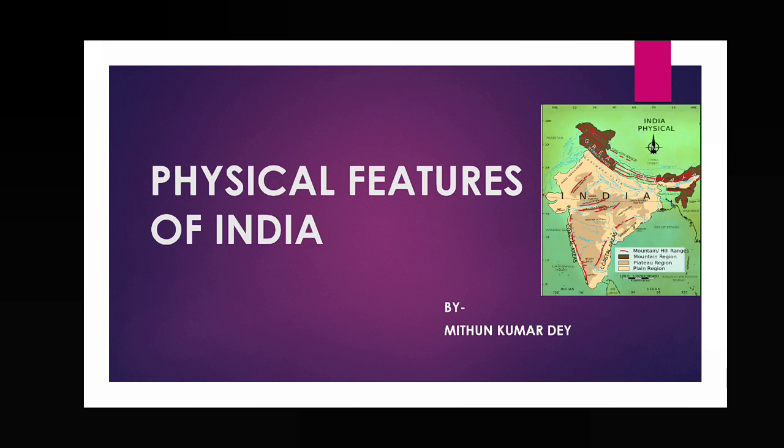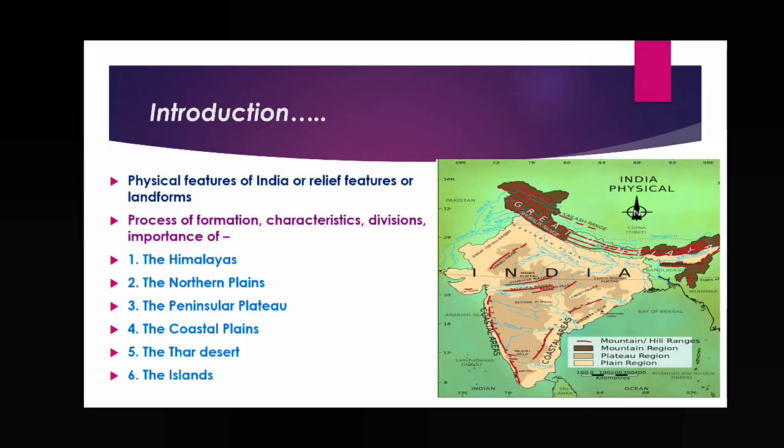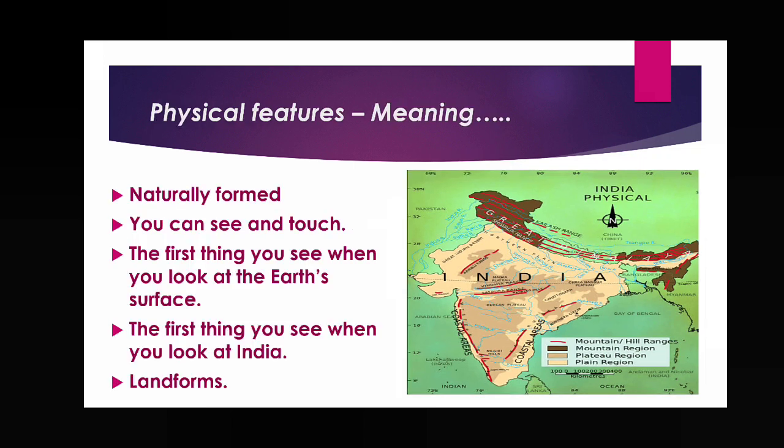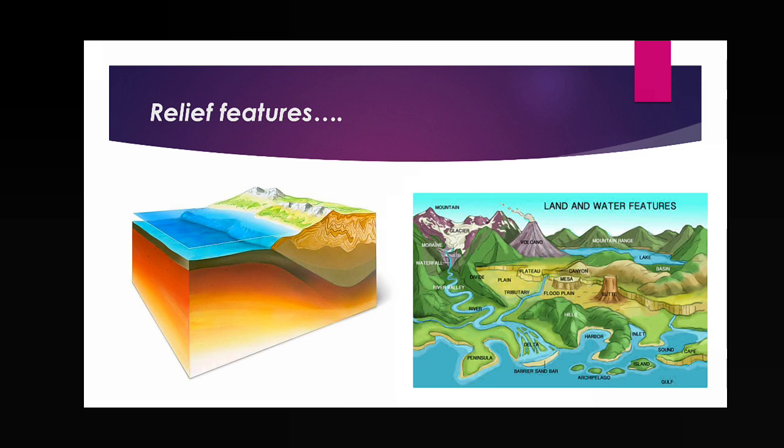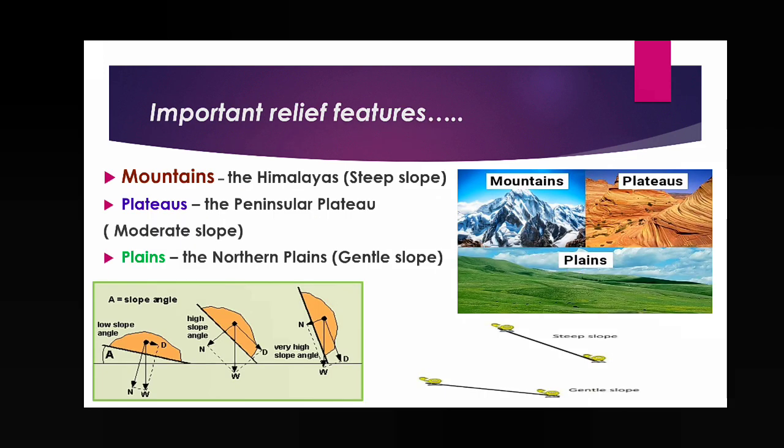So students, we have already discussed some basic concepts related to this chapter number 2, physical features of India. Till now we have discussed that there are a total of 6 important physical features in India, through this map. Then what is the meaning of the word physical features, what are relief features, is there variation or only one type of relief present, and also the important relief features like mountains, plateaus, plains, and the 3 types of slope related to the mountains, plateaus, plains.